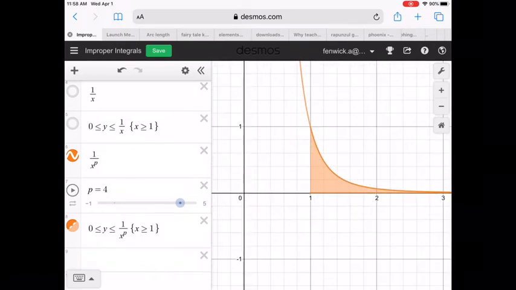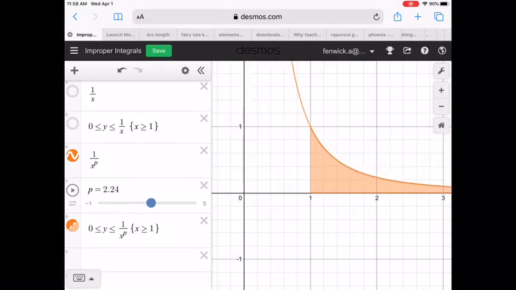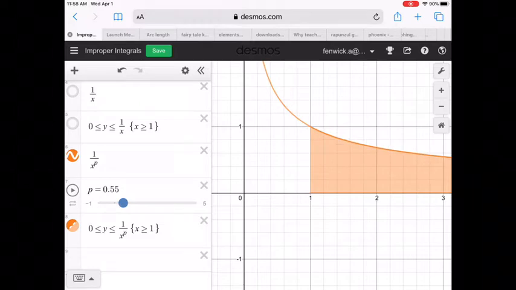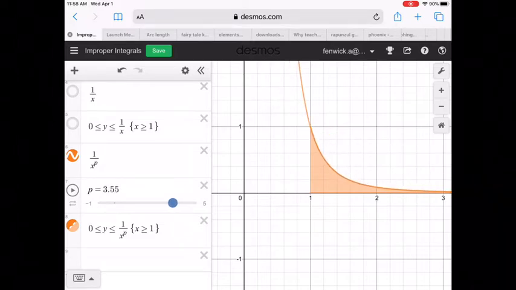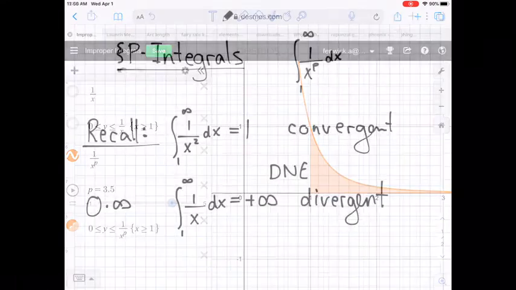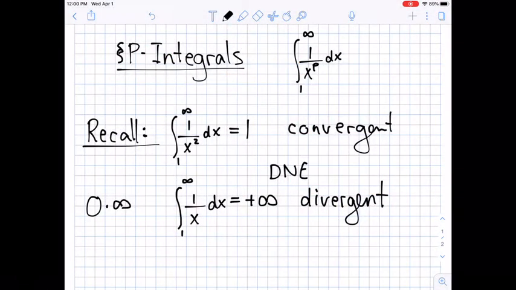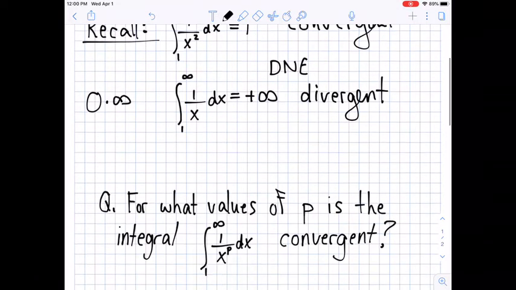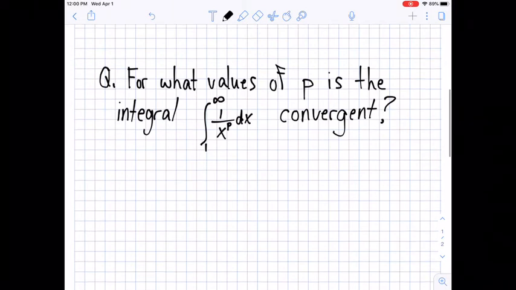Okay, so very much what we're interested in this section is what is the difference here? What is going to be that perfect value of p in between the integrals that diverge and the integrals that converge? And so we have a little bit of math to do. So coming back to this, we're looking at our p integrals. We want to know what values of p those integrals are going to be convergent for and which ones they're going to be divergent for.